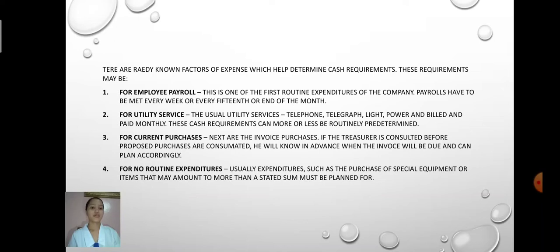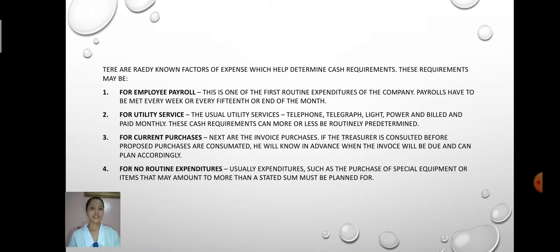1. For employee payroll. This is one of the first routine expenditures of the company. Payrolls have to be met every week, every 15 days, or at the end of the month. 2. For utility service. The usual utility services, telephone, telegraph, light, and power, are billed and paid monthly. These cash requirements can more or less be routinely predetermined.